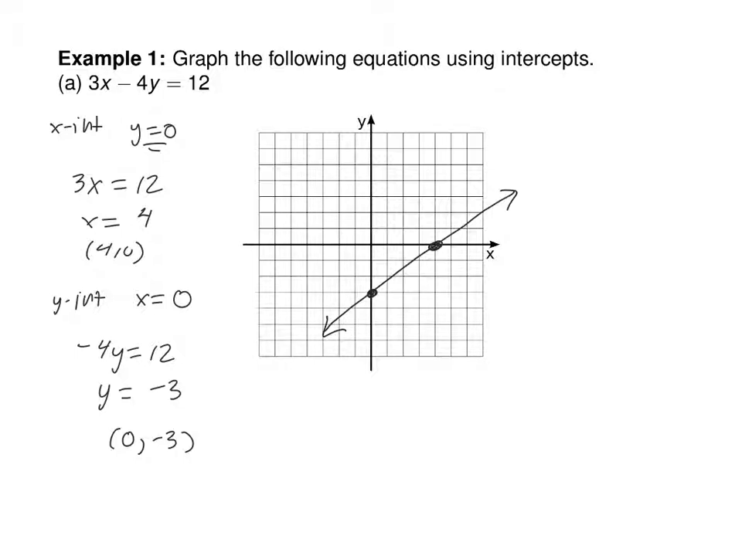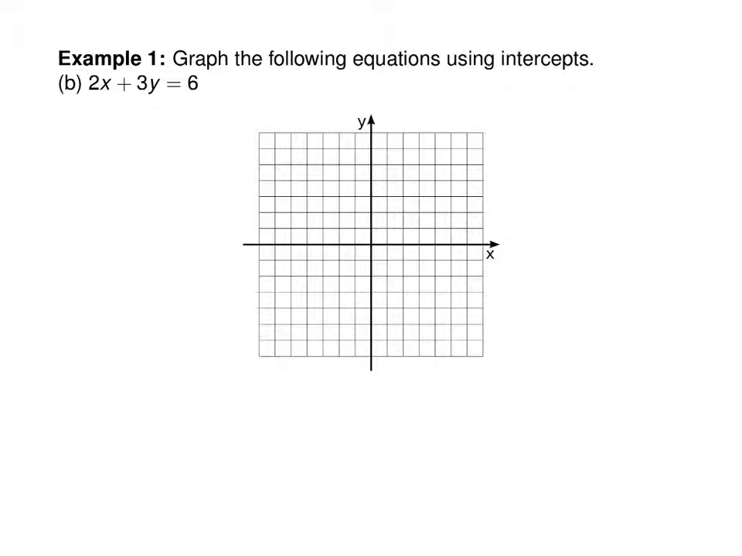When will that work out well, and when will that not work out well? It worked out well here because when we plugged in 0 for y, you could divide 12 by 3, and also when you plug in 0 for x, you can divide 12 by negative 4. Does that make sense? So if the constant you have wasn't divisible by one of those two numbers, this method is going to give you a fractional kind of number, that's all. Just not as pretty.